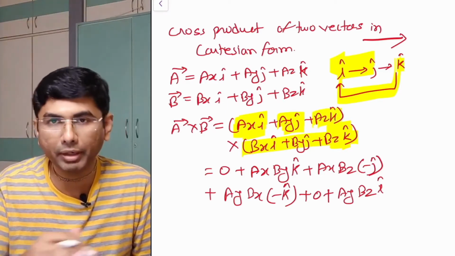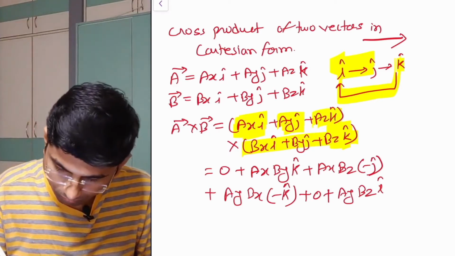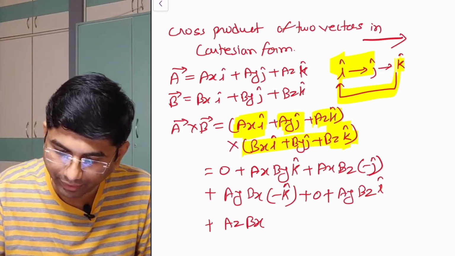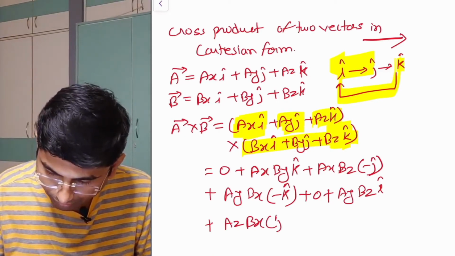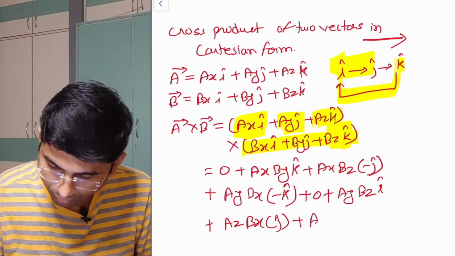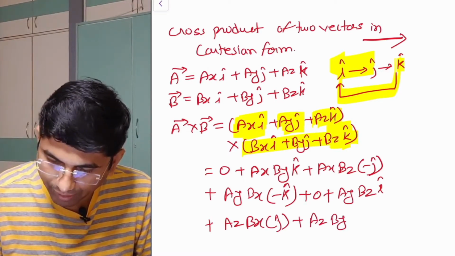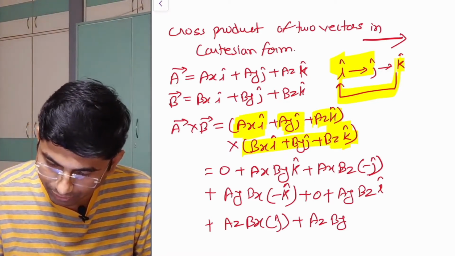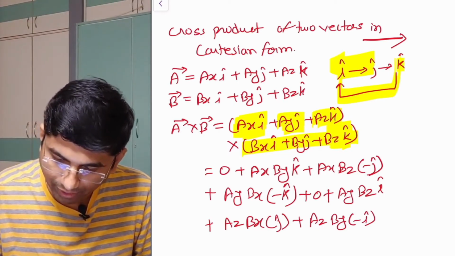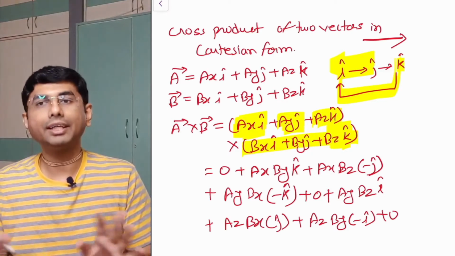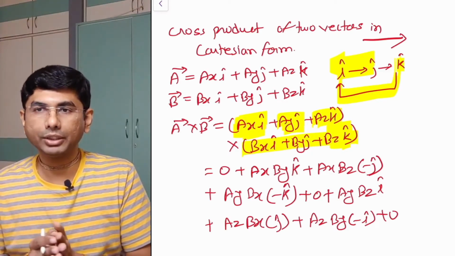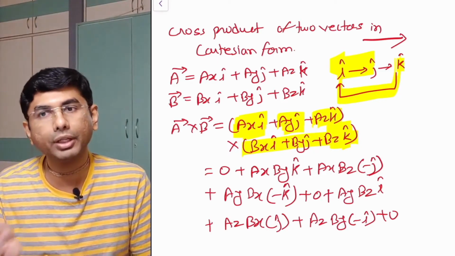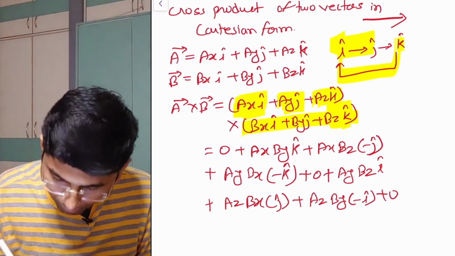Now the third term getting multiplied with all the three terms. az bx, k cross i, same sequence. The answer will be j cap, plus az by, k cross j, reverse sequence, anti-clockwise direction. That's why the answer will be minus i, and again k cross k will be 0. So that's the expansion of this term. So I am just going to arrange them now in a particular sequence, because i terms can be combined together, j terms can be combined together, and k terms can be combined together. Then the final answer comes.